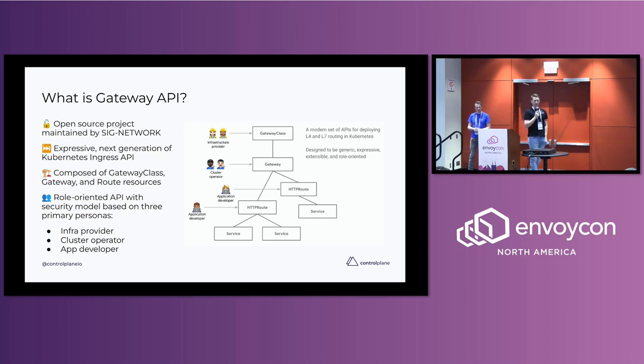Gateway is the actual load balancing resource itself and that ingress mechanism. And the routes are what actually brings and routes your traffic through to your services in different namespaces on your clusters. It is intended to be a role-oriented API, and its security model is based on three primary personas. There is also a four-tier model that includes application admins that we'll get into in the next slides.